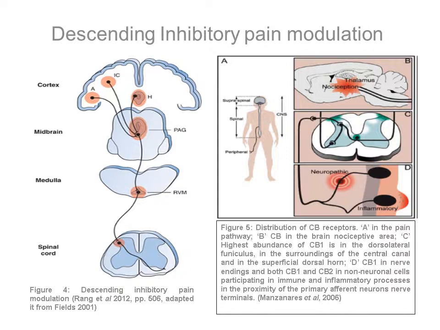Periaqueductal gray (PAG) and rostral ventromedial medulla are involved in descending inhibitory pain modulation. These areas project to the dorsal horn of the spinal cord and inhibit pain transmission. CB1 receptors are found in high levels in brain and also lower levels in spinal and peripheral nervous tissue, which are important areas for pain perception.